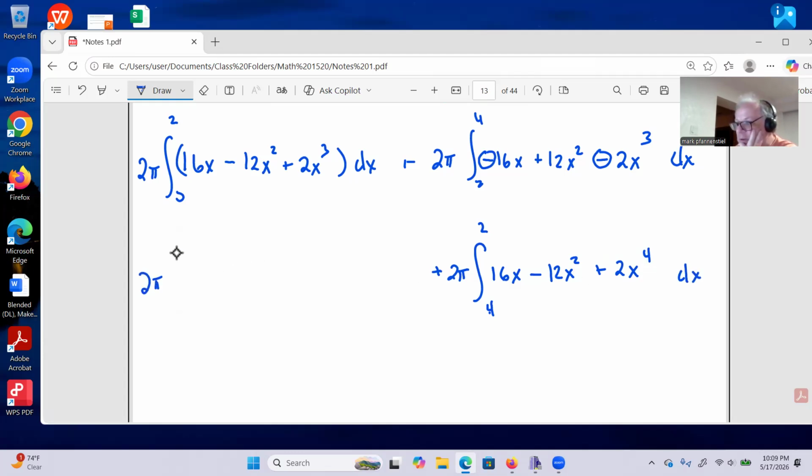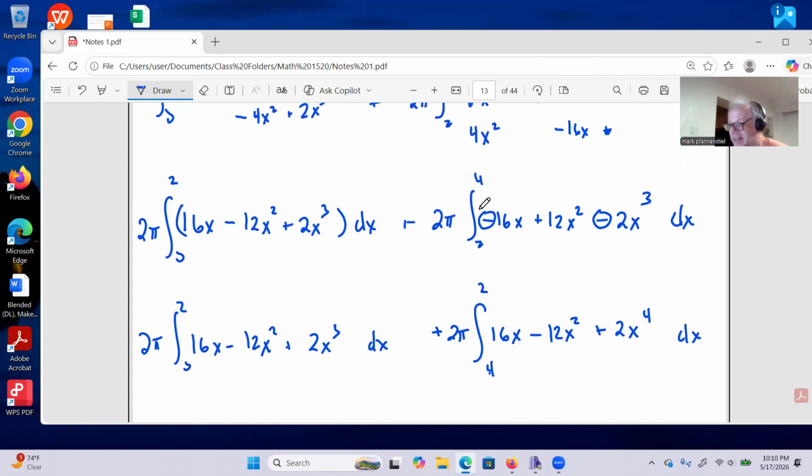Okay, here's my 2π, 0 to 2, 16x minus 12x squared plus 2x cubed dx. And now it's just a calculus and arithmetic exercise. Okay, the calculus actually now isn't so bad. It's mostly just power rule. The arithmetic is going to be kind of a pain, but it's not going to be too bad because of the twos and fours.